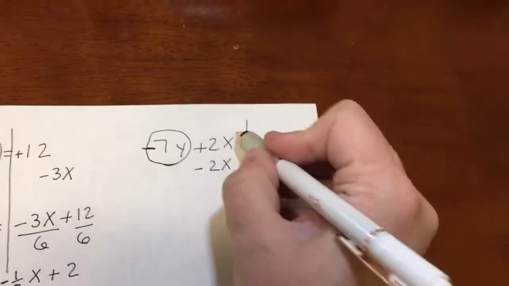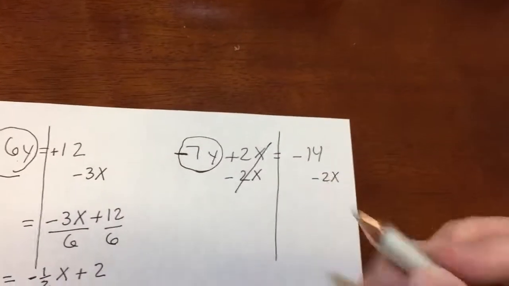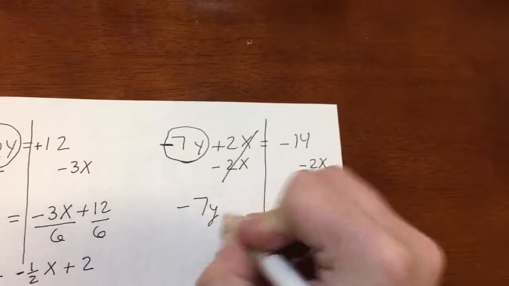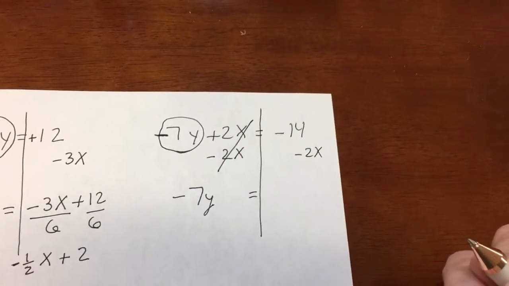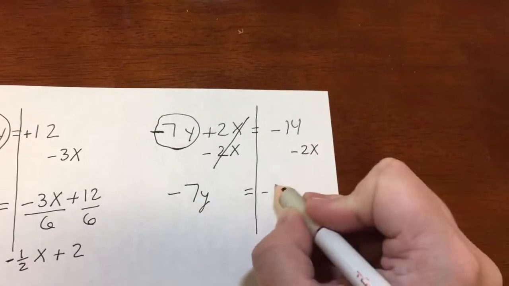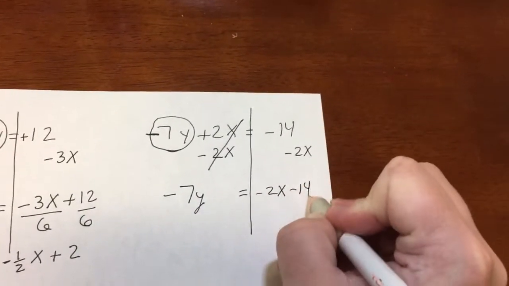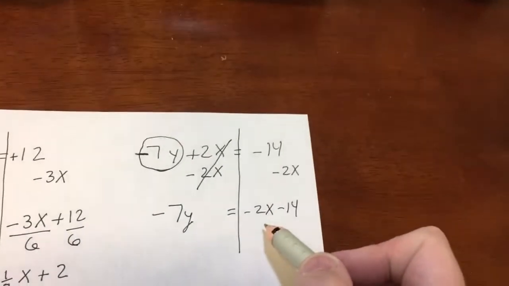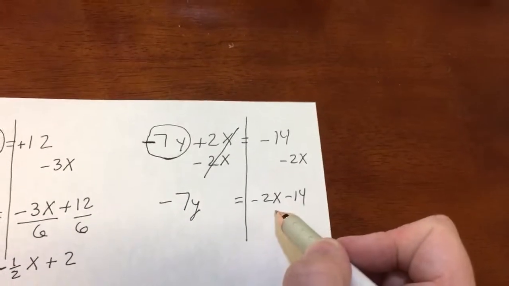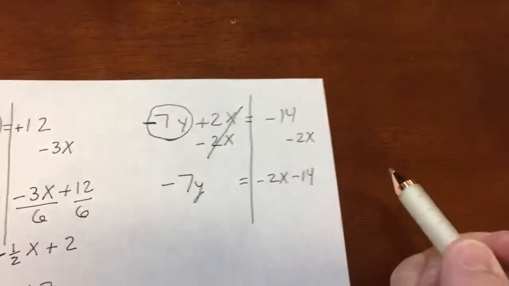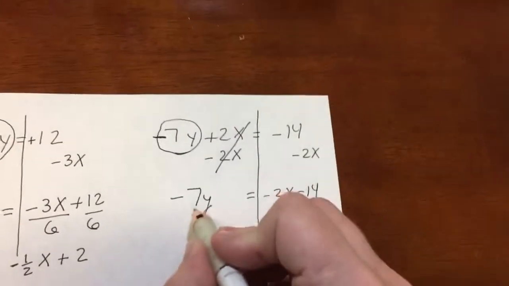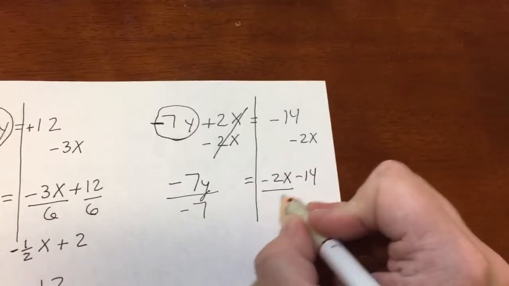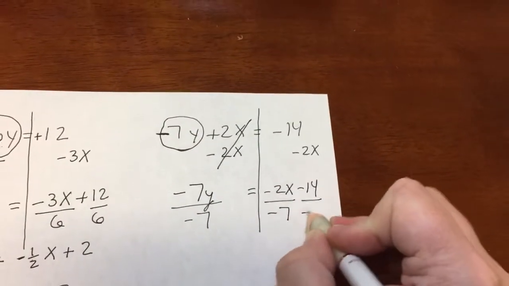And I do that because 2 minus 2 is 0, and that gets my x to go away from the left. I'm left with negative 7y, and it's equal to this negative 2x minus 14. And I put the x in front just because that's the way you do it algebraically. If you have a variable, it comes before just a number. All right, so the next thing I need to do is get rid of the negative 7 because I just want to know for one y. So I divide everything by negative 7.